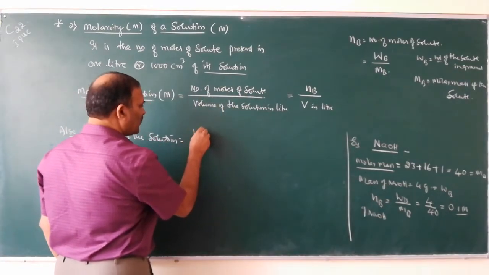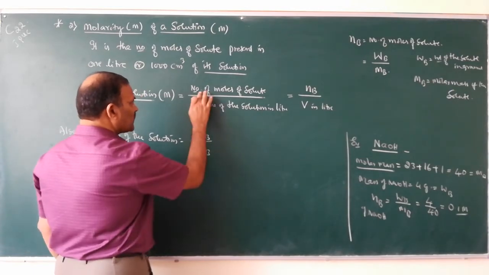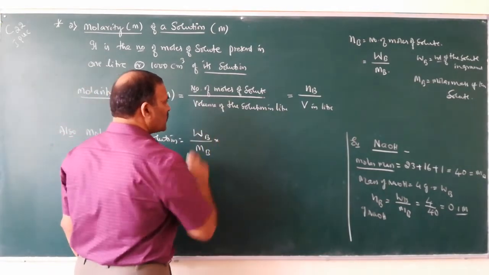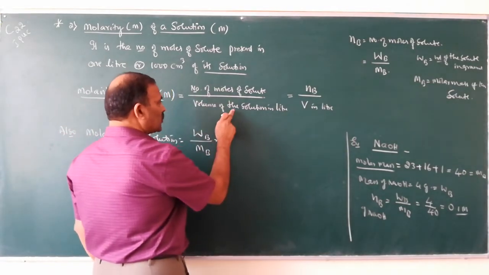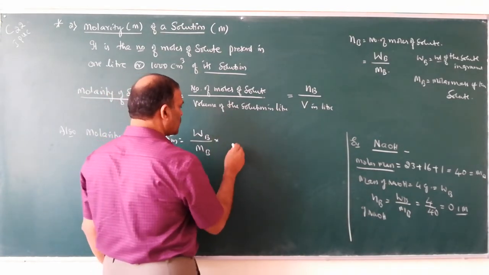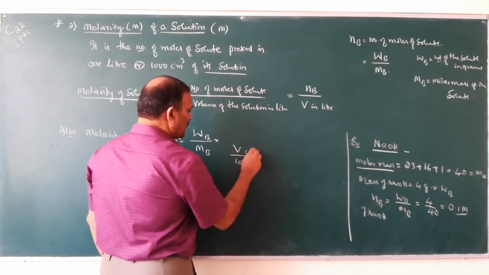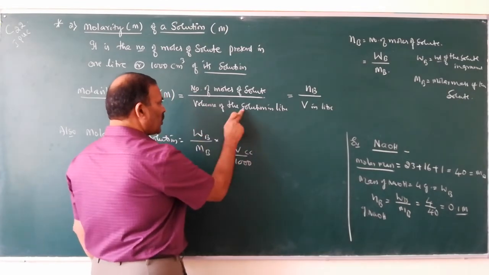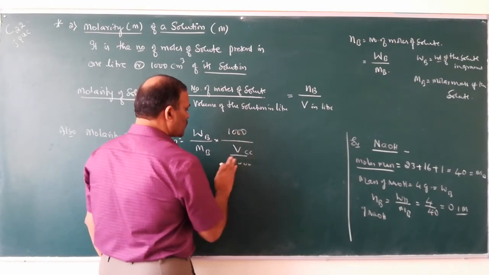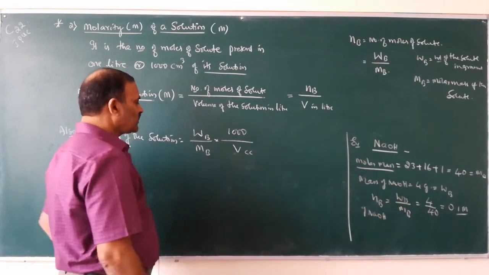What is the formula of number of moles of solute? WB over MB gives number of moles of solute, into volume of solution in liter. To convert liter into ml, we have to divide the volume by 1000. So this becomes V divided by 1000, the volume of the solution in cc divided by 1000. So 1000 goes to numerator and V becomes V in cc.